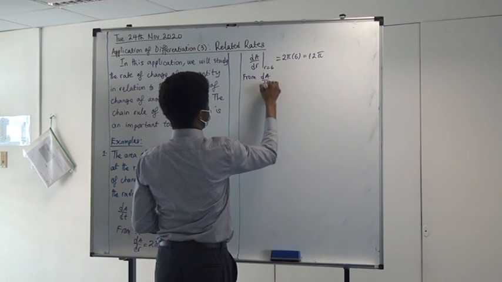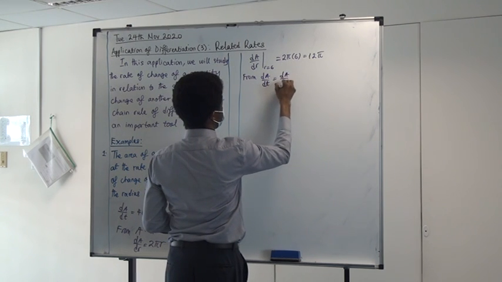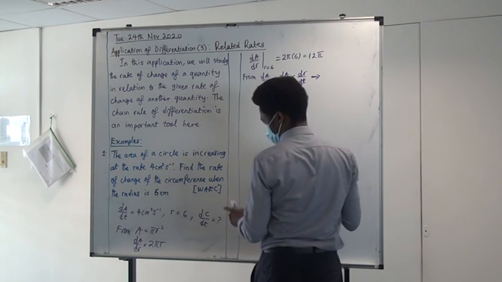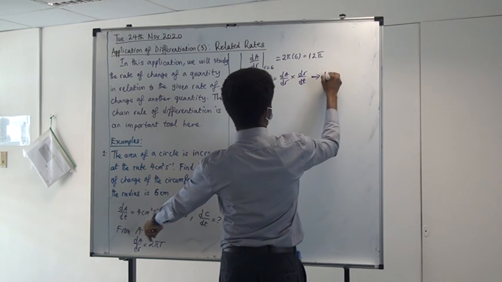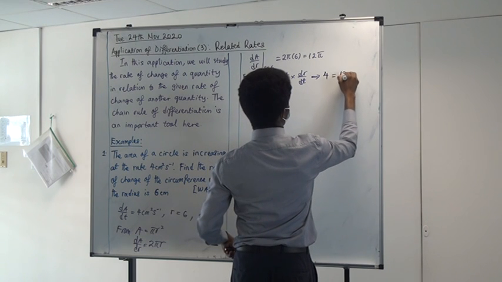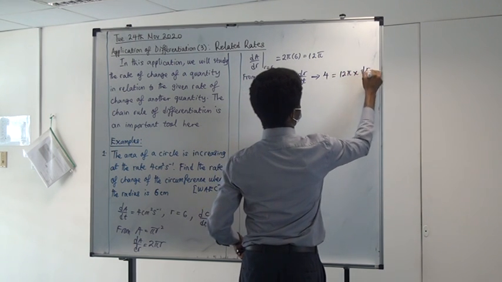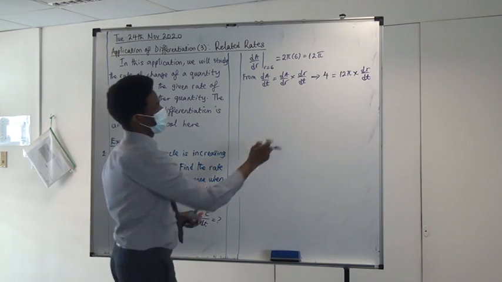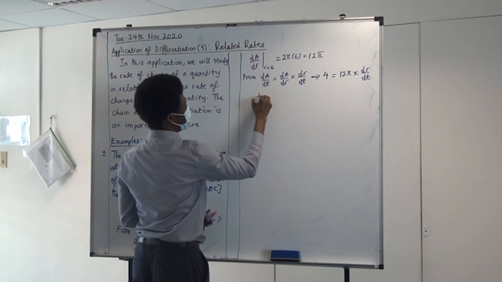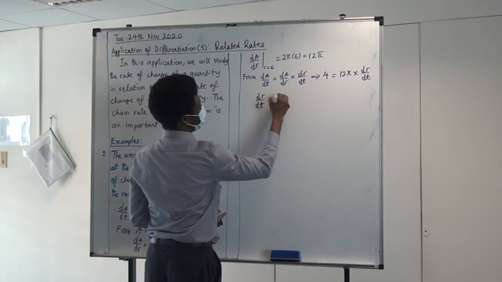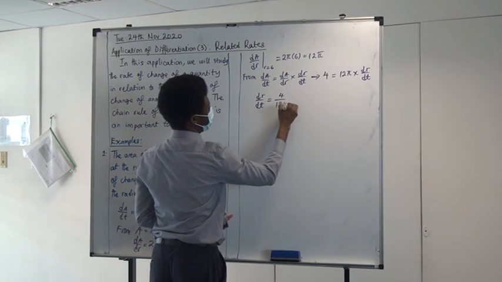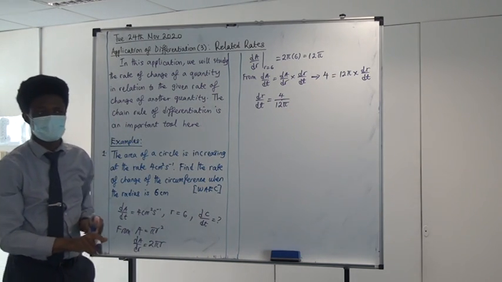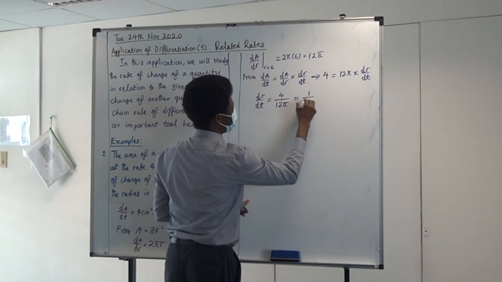So from here, dA/dt equals dA/dr times dr/dt, it implies that dA/dt is given, dA/dr is 12 pi, dr/dt unknown. Can we see that? So this will be divided. It means my dr/dt is going to be 4 divided by 12 pi. You have to be careful when you're doing this, so you don't write 12 pi divided by 4. And that gives us 1 over 3 pi.